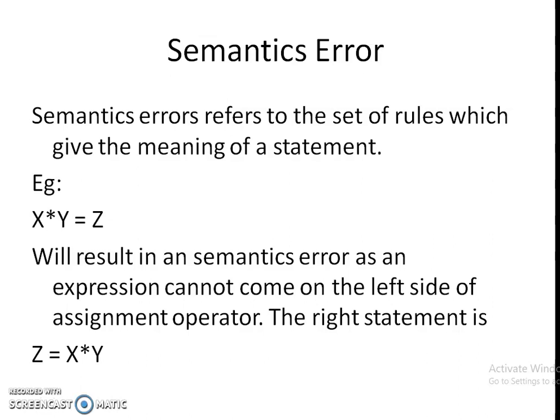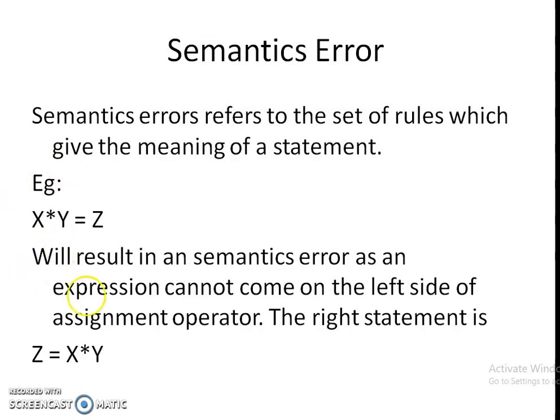Okay, semantics refers to the set of rules which give the meaning of a statement. That is, semantics errors occur when statements are not meaningful. Clear? The first one is syntax error. It occurs when the rules of a programming language are violated. The second one is semantics error. This one occurs when the statements are not meaningful.